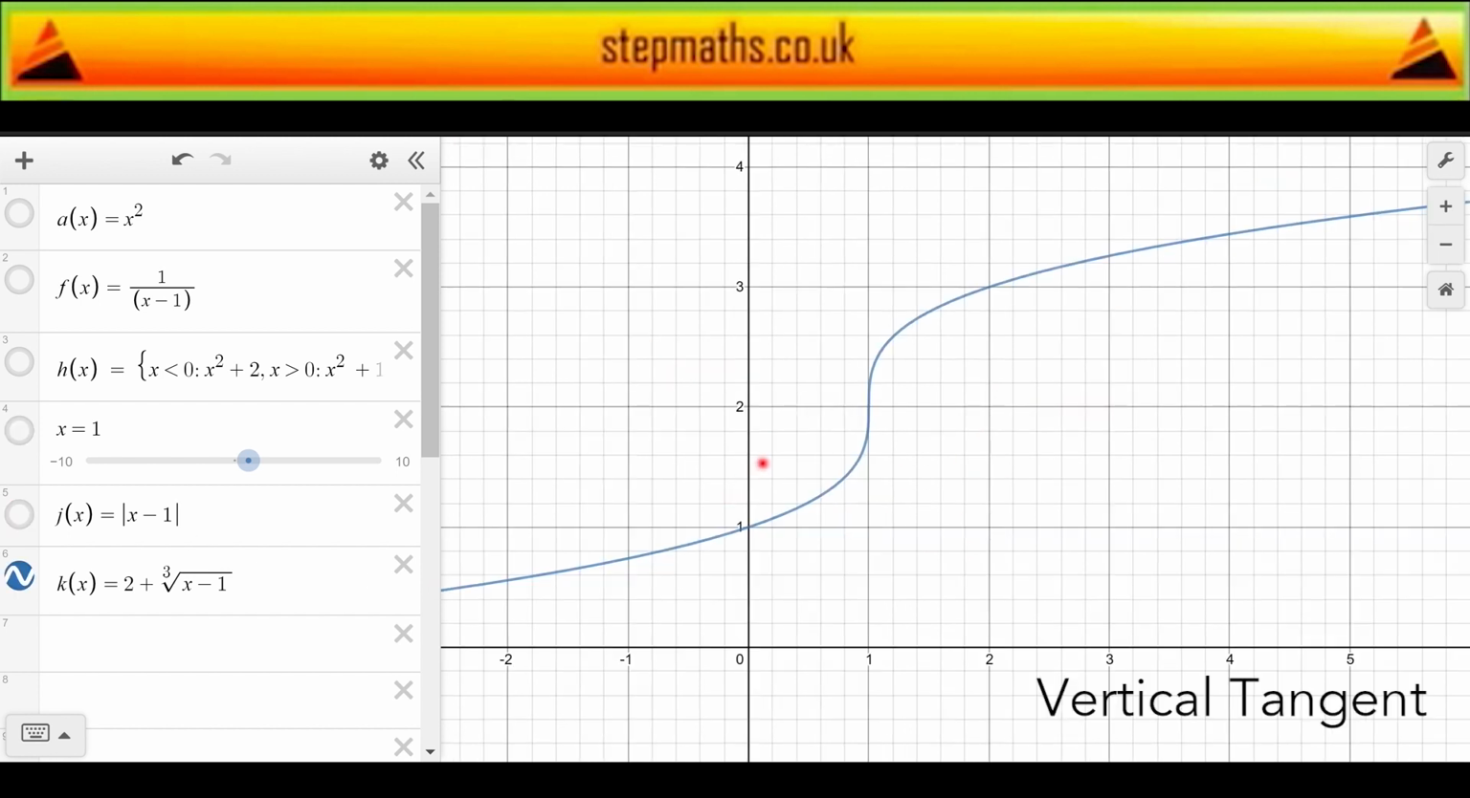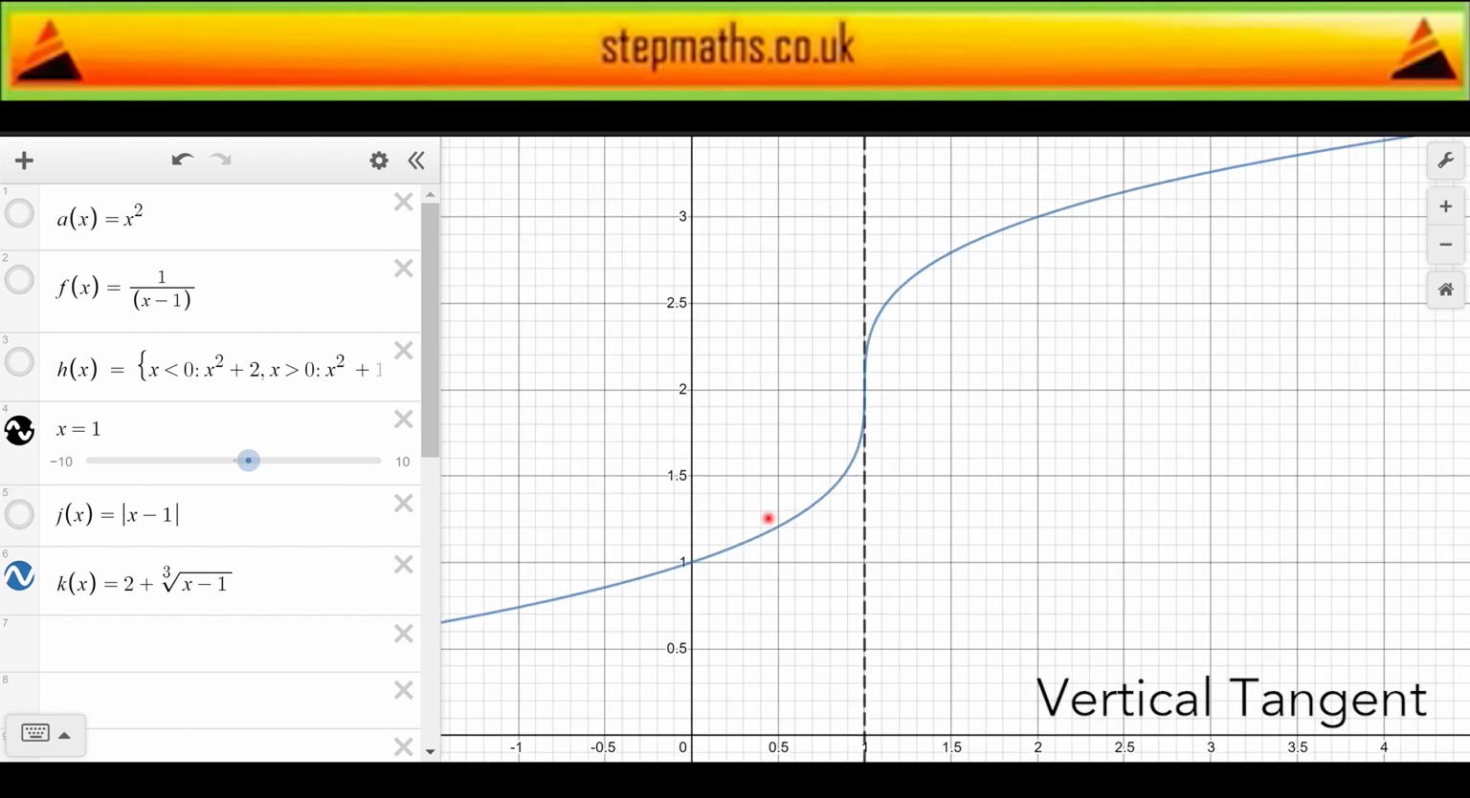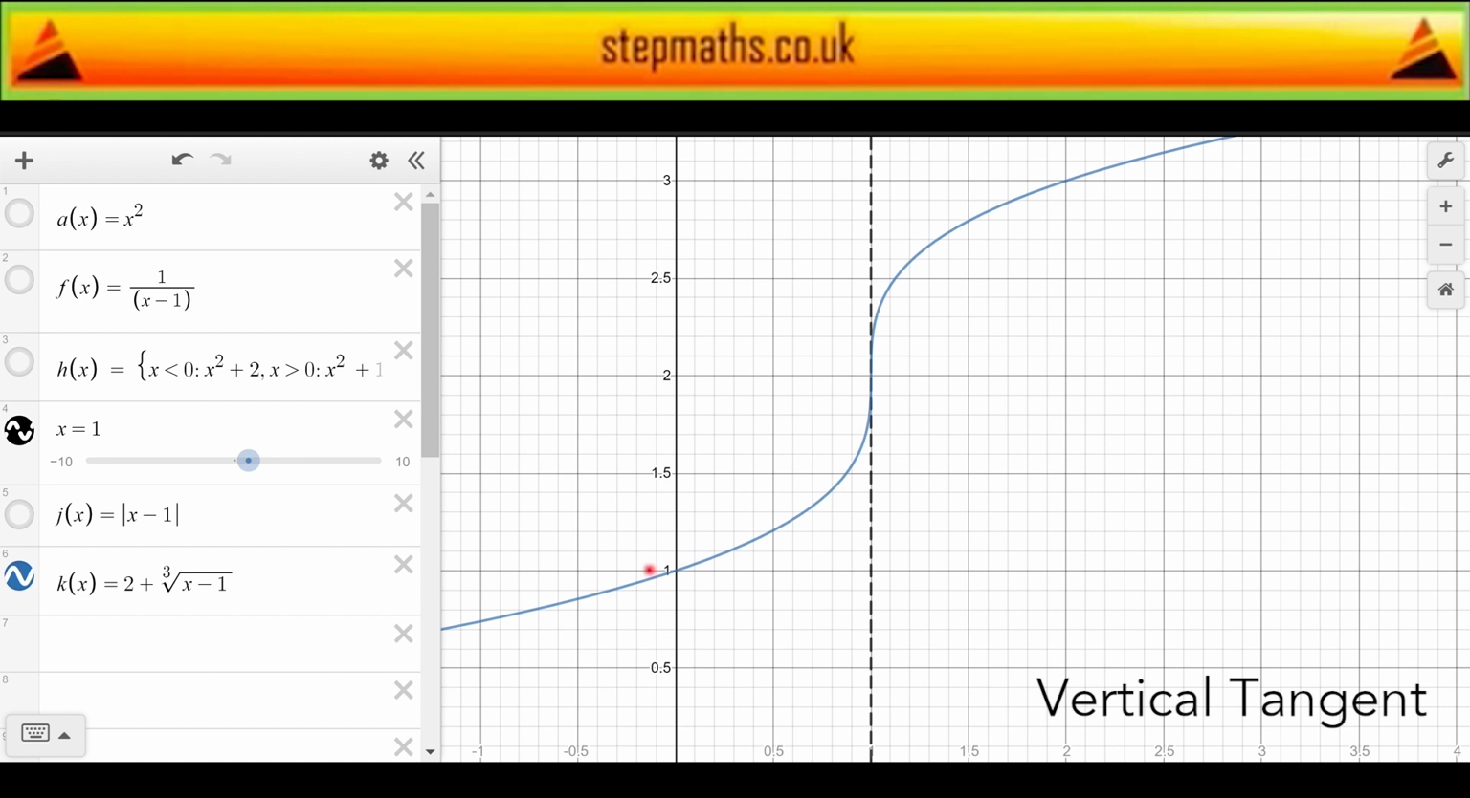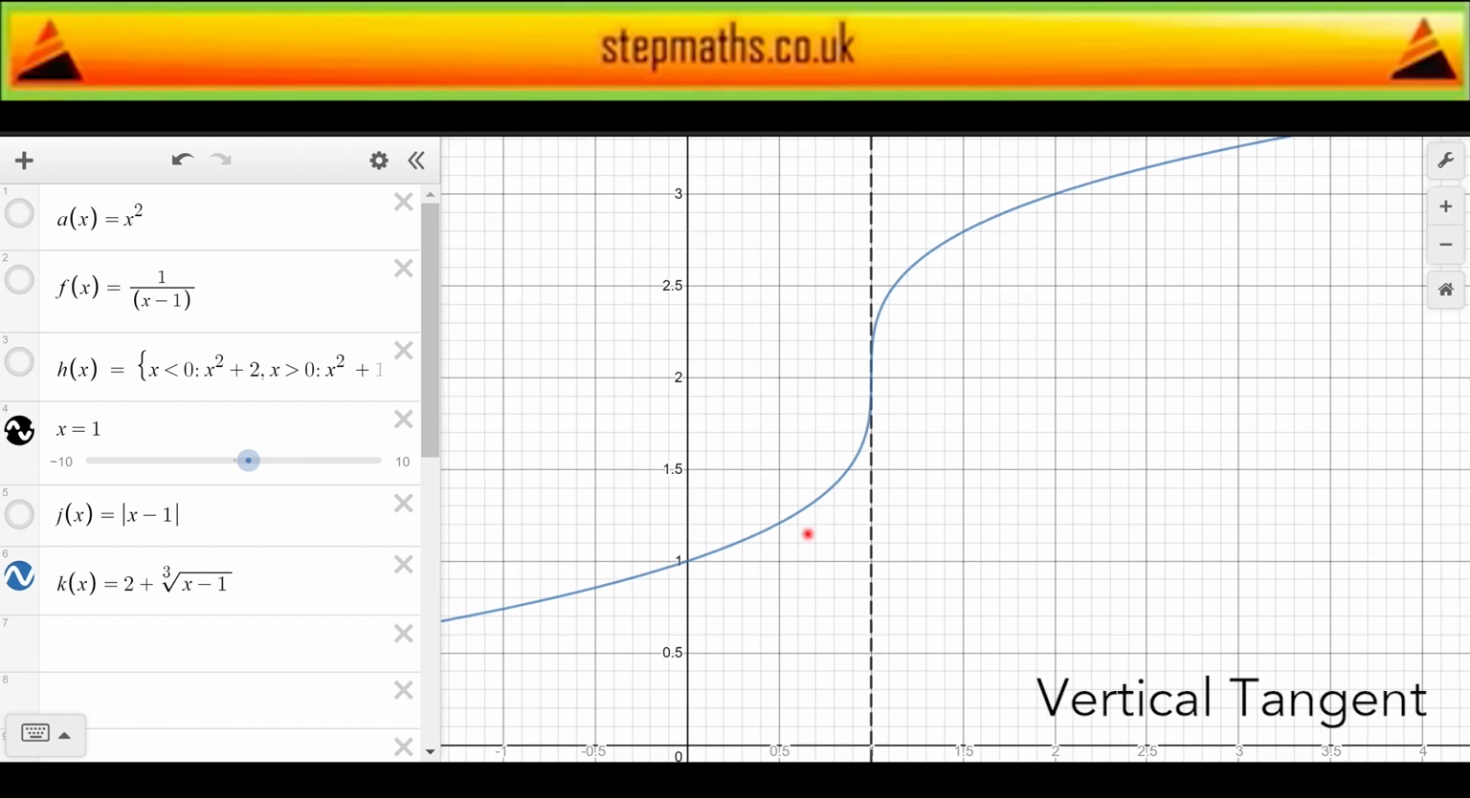And finally, what's a graph with a vertical tangent? Well, it looks just like this over here. You can see that once again, at x equals 1, in this graph, there's no vertical asymptote, but for this small region, the gradient does seem to become infinite, which means that the gradient isn't defined, which means that once again our function is not differentiable.